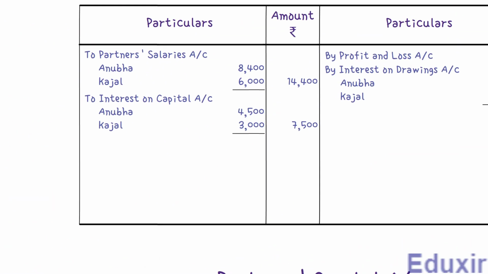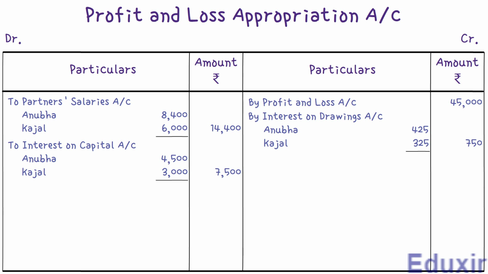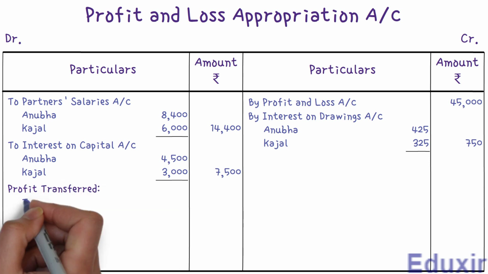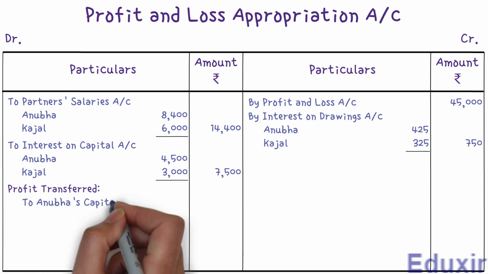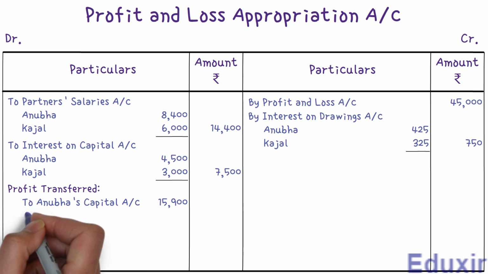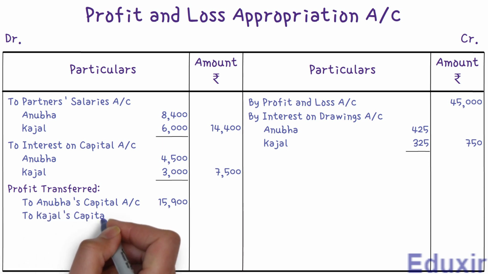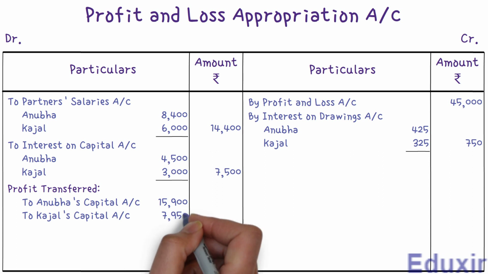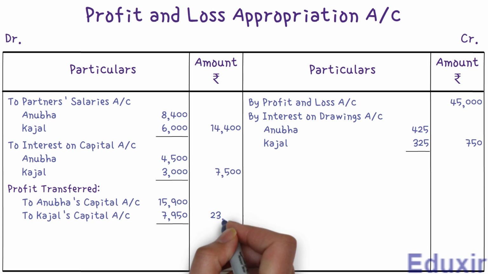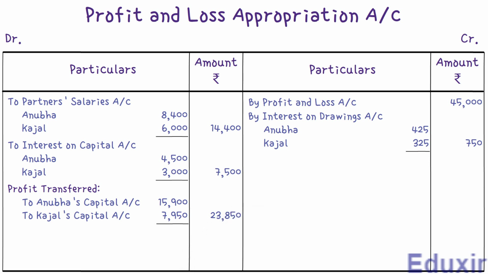So in the profit and loss appropriation account, let's write the subheader profit transferred. Let's then write to Anubha's capital account and the corresponding profit amount of 15,900 rupees. Let's then write to Kajal's capital account and the corresponding profit amount of 7,950 rupees. Let's then write the total profit transferred, which is 23,850 rupees, into the amount column. With that, we have completed the posting of the debit entry related to the transfer of the profit from the profit and loss appropriation account to the partner's capital account.